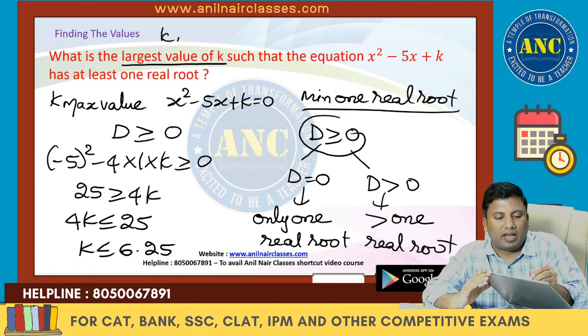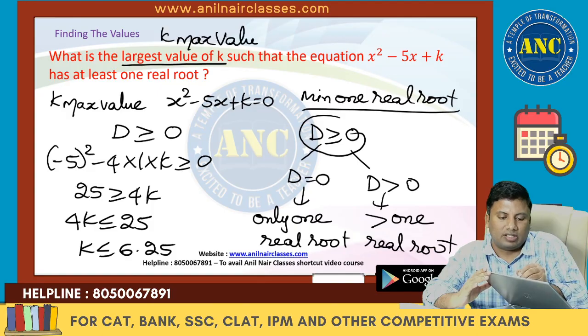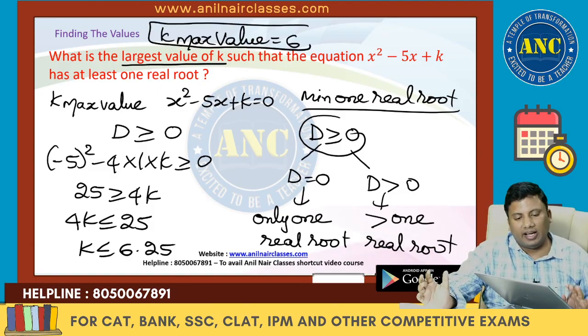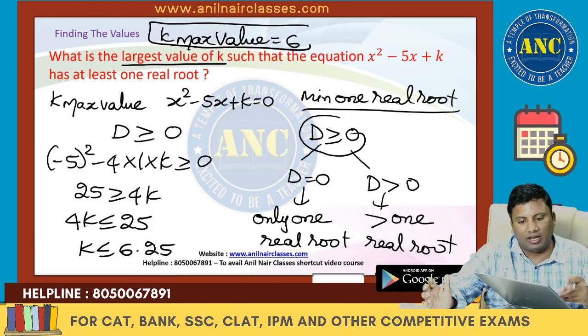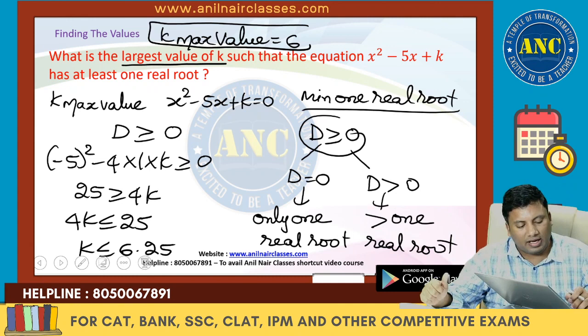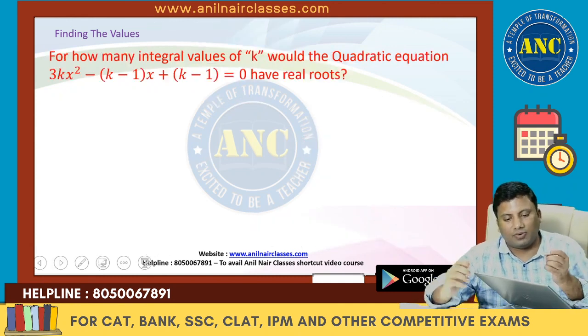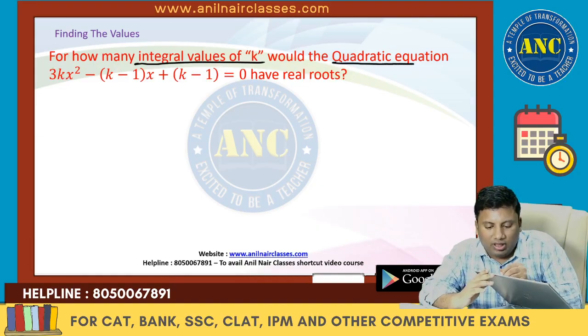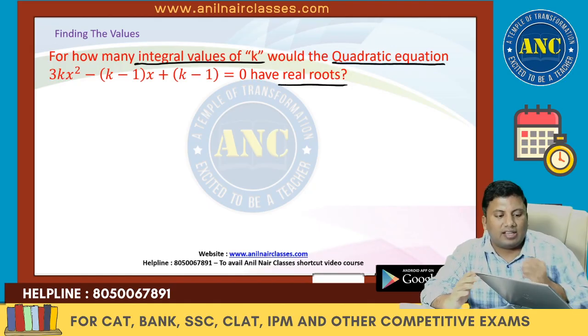What is the k maximum value? K maximum value is nothing but 6. Idea is clear, right? Maximum x less than or equivalent to 6.25, so the maximum value is 6. Next one. For how many integral values of k would the quadratic equation have real roots?